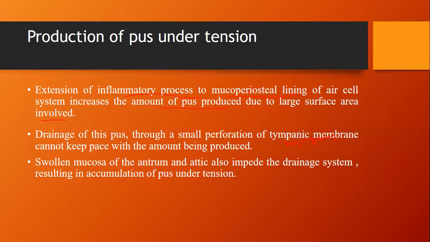This infection also inflames the structures associated with it, the antrum and attic. So that it can also disrupt or impair the drainage system, resulting in accumulation of pus under tension. Okay. Inflammation occurs, pus forms, and we try to remove it by myringotomy, but the amount of pus produced is still greater. That can affect the tension as well as the pressure within this area, and along with this swollen mucosa of the antrum and attic can also lead to accumulation of pus under tension.